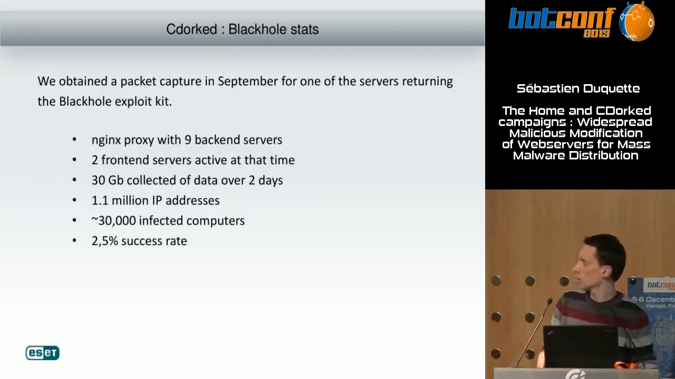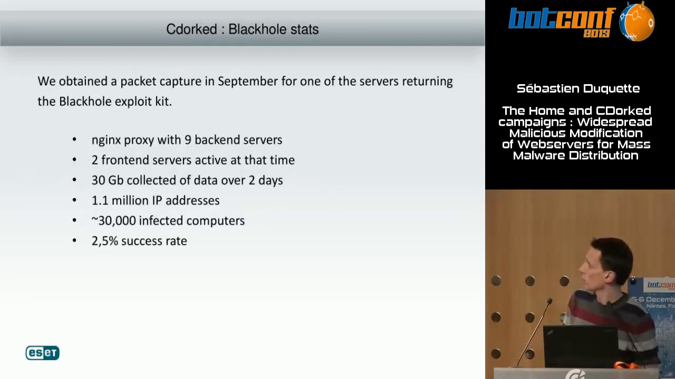And at that time, there were 2 front-end servers. So the IP addresses that would answer, there were 2 servers that were active. And on a 2 days period, we collected 30 gigabytes of data. There were 1.1 million IP addresses that had connected to the Blackhole exploit kit. And there's about 30,000 computers that we estimate were infected during that period, which gives about a 2.5% success rate.